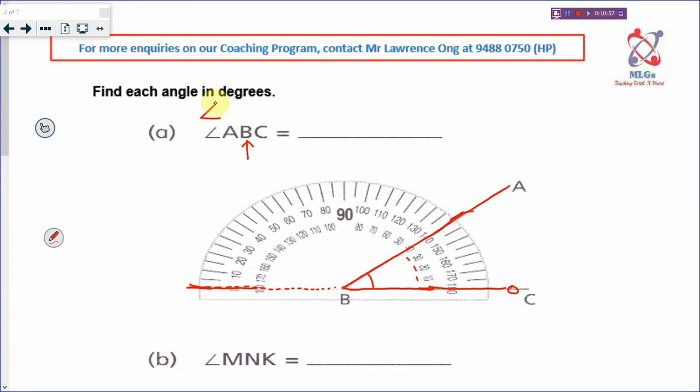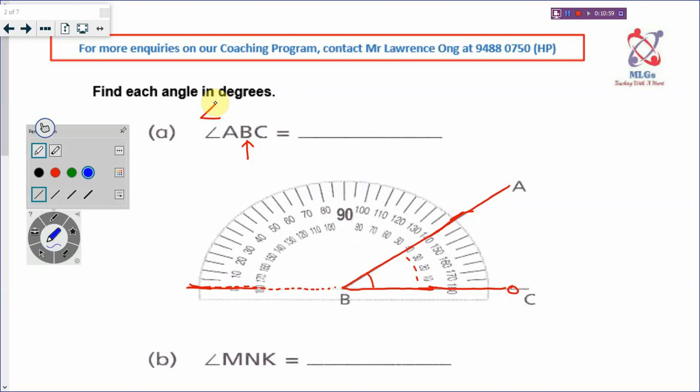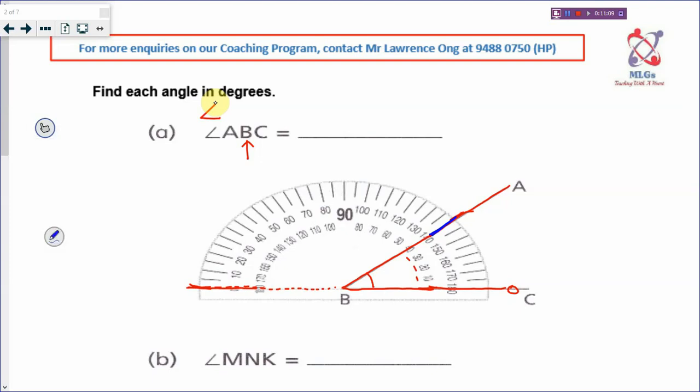Okay, let me use a different color. So on the protractor, there is a longer line over here. That's a longer line. So that is your 40 degrees, and it's not 140, because 140 you are counting from the other 0. So if you are counting from the right side, which is a 0 on the right side, you should be counting 0, 10, 20, 30, and 40. And look at the dark line.